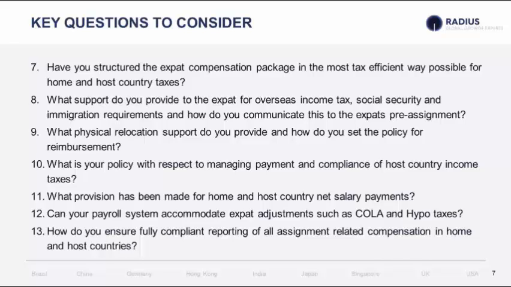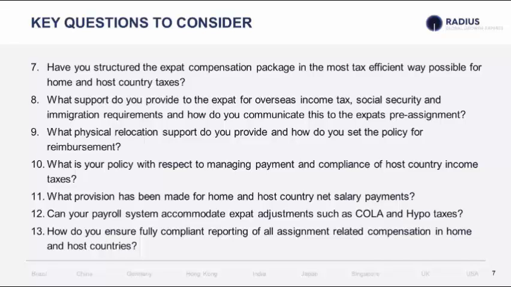Point number 11, what provisions have been made for home and host country net salary payment? The assignee would want to make sure that he's getting exactly the same amount of net pay. If there is a currency difference between the home country and the host location, how do you ensure that he still gets the same net amount in his pocket after currency conversions and tax deductions?